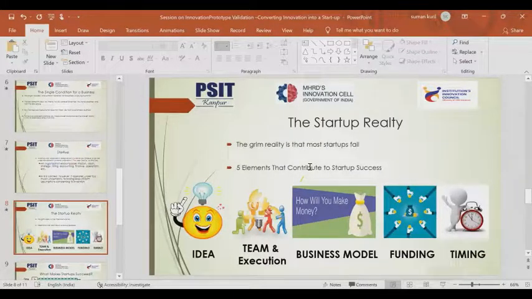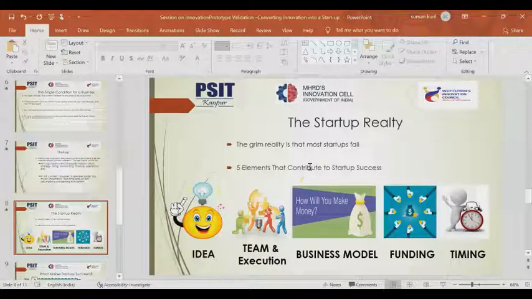So what is the startup reality? Like I said before, most startups may fail. So how are we going to prevent that situation? There are five key elements that we have to keep in mind if we want our startup to succeed, if we want to become a successful entrepreneur. So what are the five things?